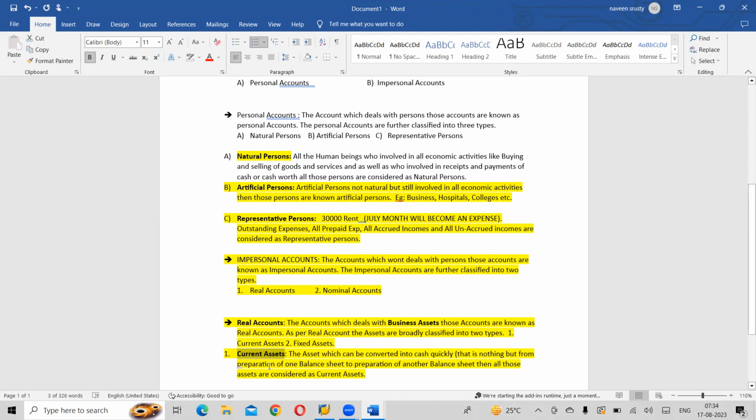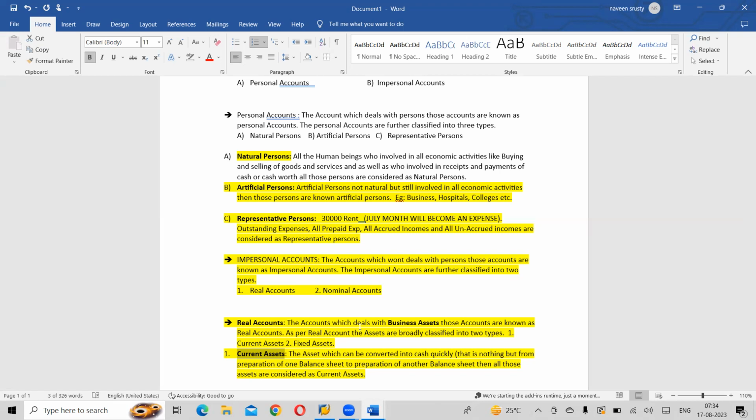Okay, what do you mean by real account? The account which deals with the business assets. Those accounts are known as real account. And again, assets I said, but I need to understand what do you mean by asset? Asset is nothing but properties of a business, a source of resources of a business. In accounting terminology, asset is nothing but the resources of a business. Whatever resources the business has, those resources are further classified into two types: current resources and fixed resources.